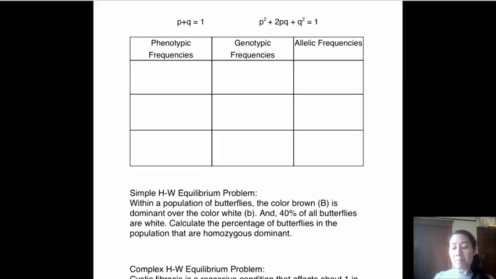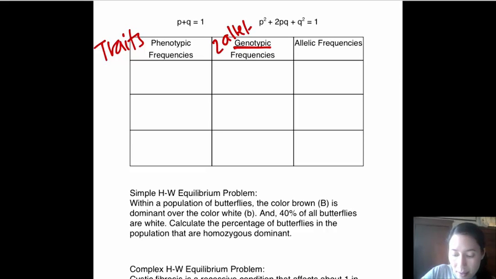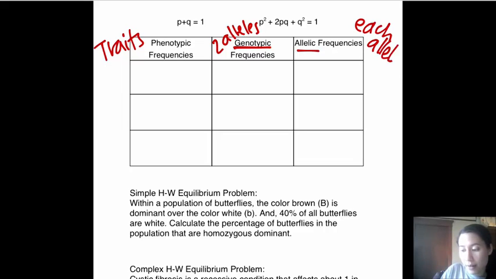All right, so let's fill this out. So for phenotypic frequencies, this is referring to the traits. Genotypic frequencies are referring to genotypes, which are the two alleles that every individual has. And then the allelic frequencies are referring to the overall percentage of alleles in the population. So this is each allele. All right, so I'm going to start with allelic frequencies and work my way to the left from there.